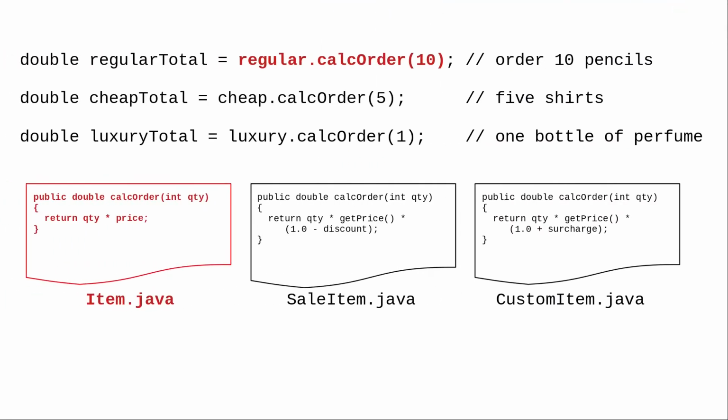When we call the calc order method for the regular item, the method in item is called because regular is an instance of item. When we call cheap.calcOrder, the method in sale item is called because cheap is an instance of sale item. And when we call the calc order method for the luxury item, the method in custom item is called because luxury is an instance of custom item.